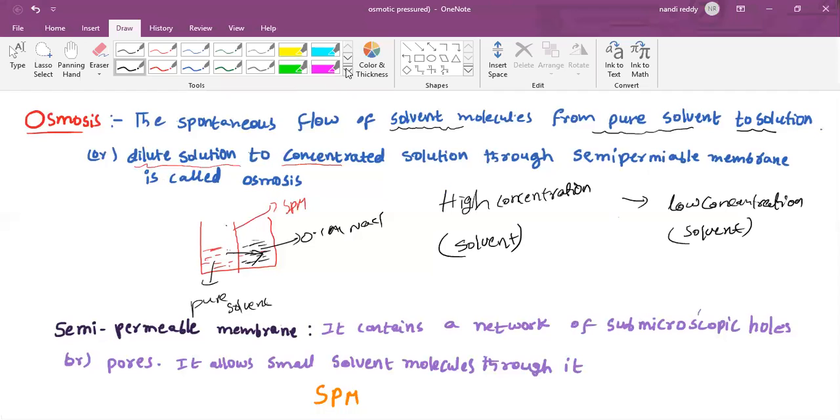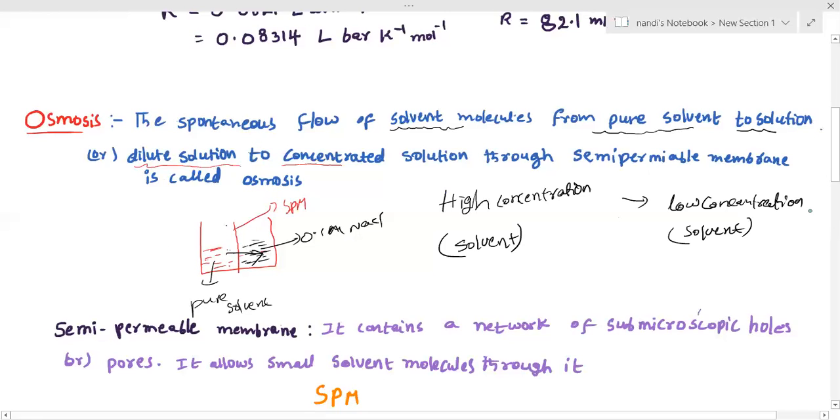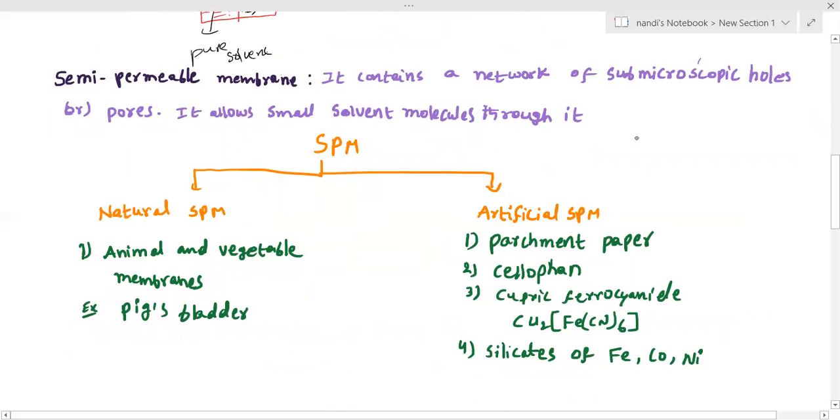So what is the role of the semi-permeable membrane? You can check it here. What is the role of the semi-permeable membrane? It contains a network of submicroscopic holes or pores that allow small solvent molecules through it.